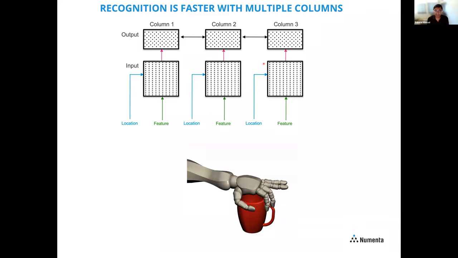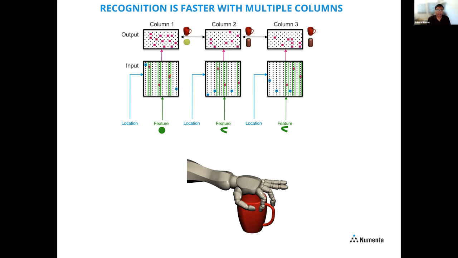So here's a 3D hand grasping three points on the cup. And each one of them is going to get a location signal coming in that's going to cause predictions in each of those cortical columns. Each one's then going to get sensory input that's coming in. So specific sets of cells here are going to become active based on the prediction. And then those are going to get sent to the output layer here.